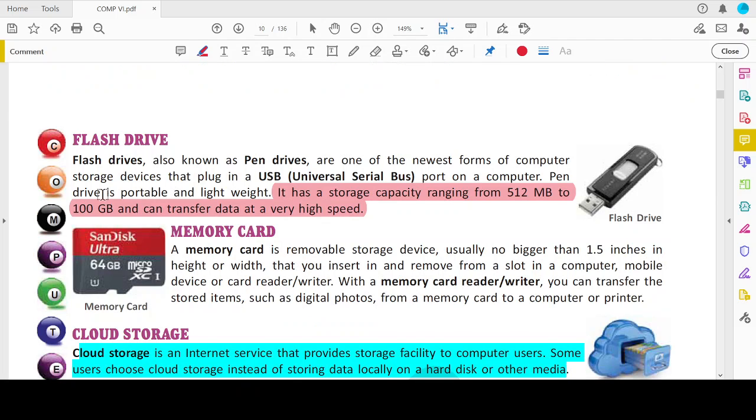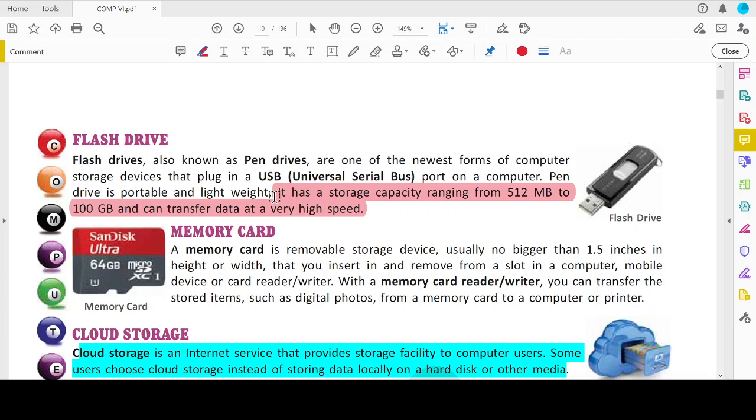Next one is the flash drive. What is a flash drive? It is commonly referred to as a pen drive. A flash drive, also known as a pen drive, is one of the newest forms of computer storage devices that is plugged into a universal serial bus or USB port on the computer. Pen drives are portable and lightweight. What do you mean by portable? You can take it from one place to another. It is a lightweight device, so you will have no problem in carrying it from one place to another.